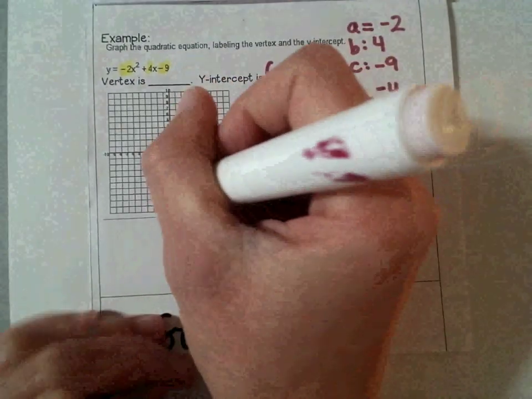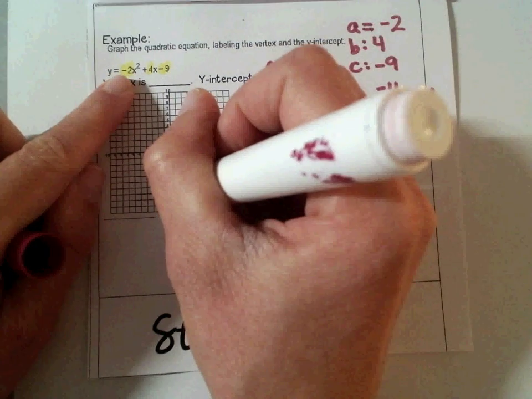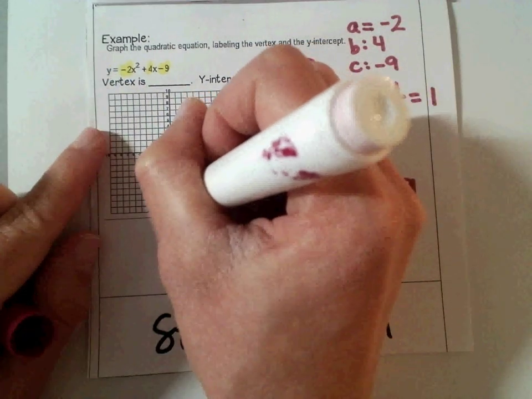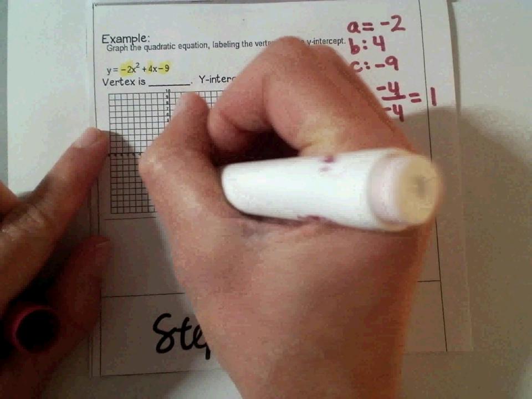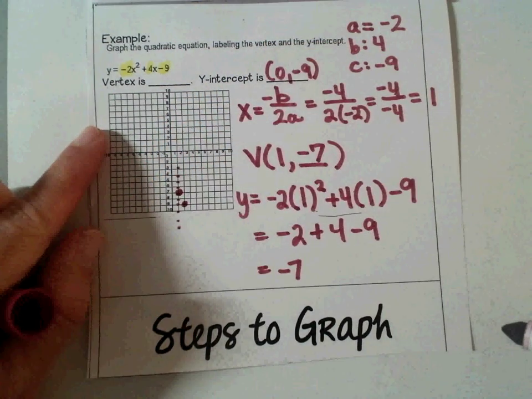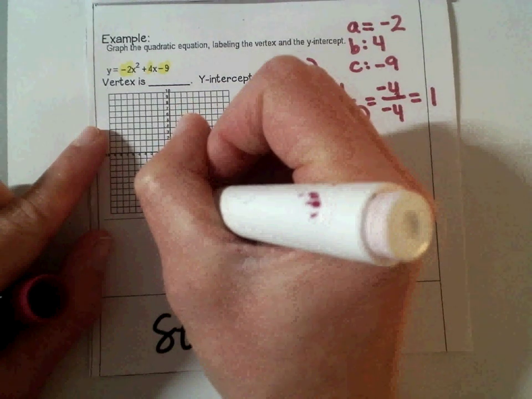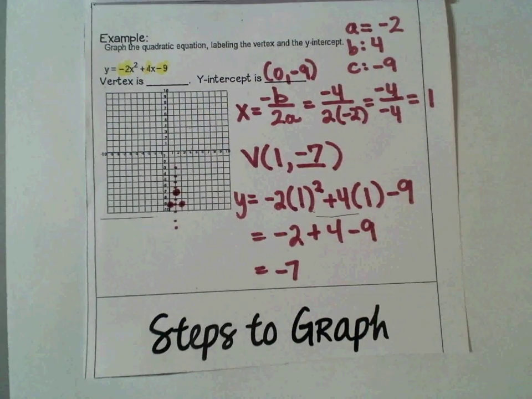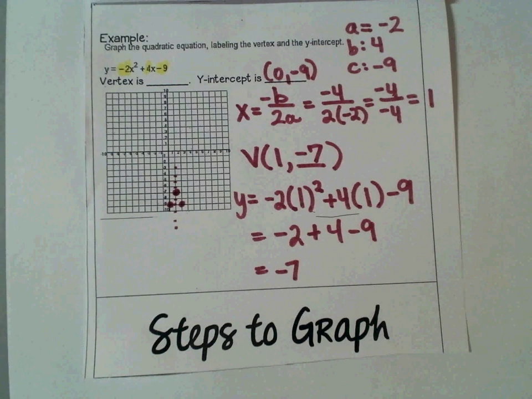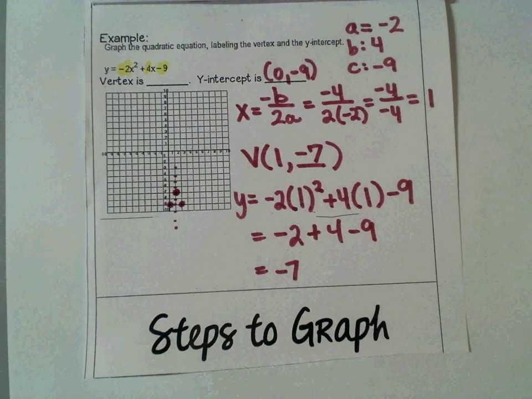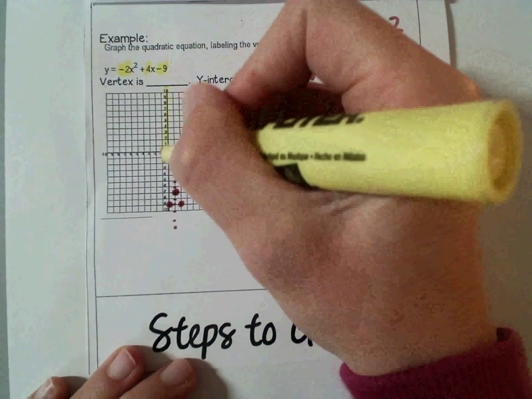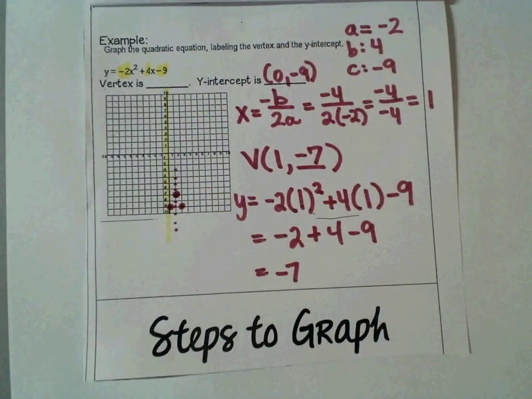So you go over 1, and what was your a value? -2, so down 2. And then wherever you put that dot, you got to reflect it over your line of symmetry. So now I'm going to go left 1 and down 2. Now I happen, when I go left 1 and down 2, I happen to be on the what special point? The y-intercept, because isn't that where it hits the y-axis? Just happens on this one.